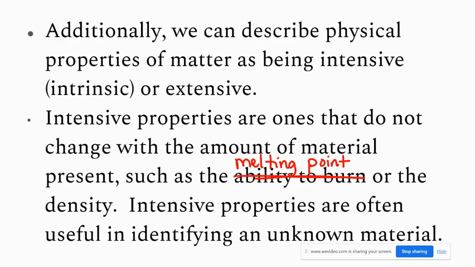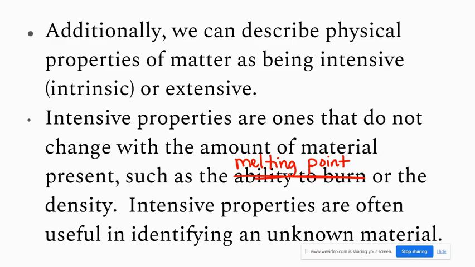Okay, so the melting point. Density. Does it matter if I have a milligram of water or a gallon of water? What's water's density? From lab. Anybody remember? Number 1. Yes, the density of water is 1 gram per milliliter, or 1 gram per centimeter cubed.